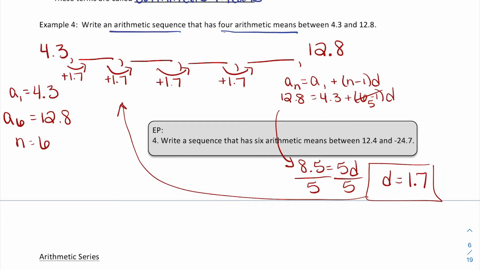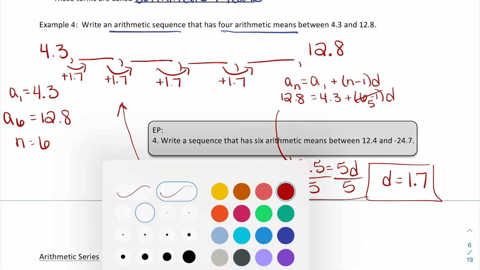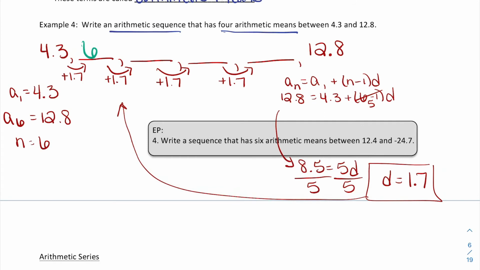So when I take 4.3 and I add 1.7, that is going to give me 6. Plus 1.7 should be 7.7. Plus 1.7 would be 9.4. Plus 1.7 would be 11.1. And then plus 1.7 to check would absolutely be 12.8. So that's just kind of a different type of problem, finding some terms in between two numbers that are not consecutive, using finding the arithmetic means.